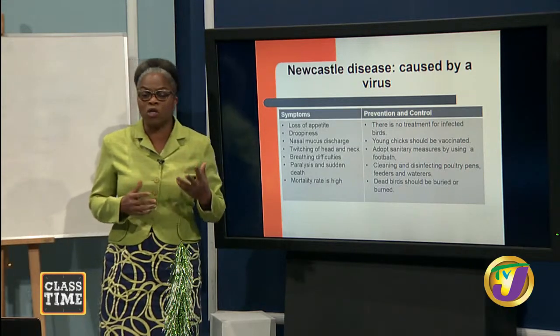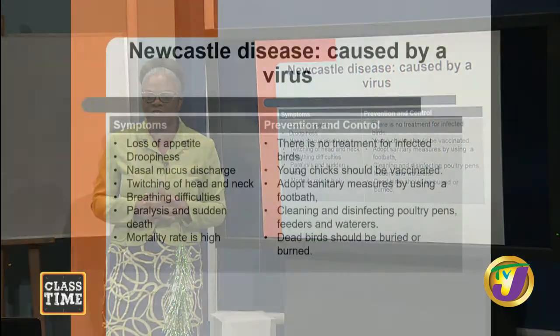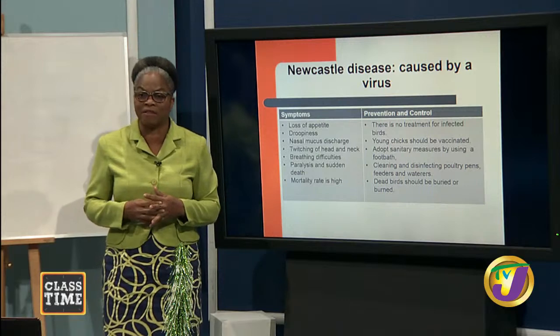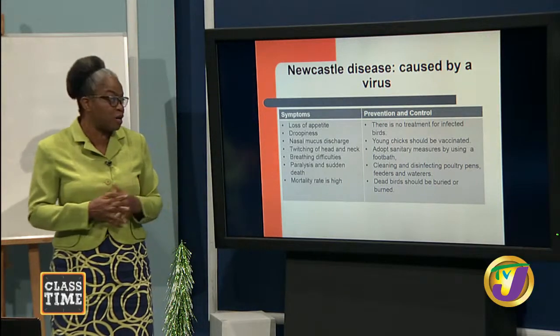And so we want to look at four diseases today in terms of pests and diseases. We want to look at the Newcastle disease. We want to look at coccidiosis. We want to look at Marek's disease. And we also want to look at the flu as well, the avian influenza.